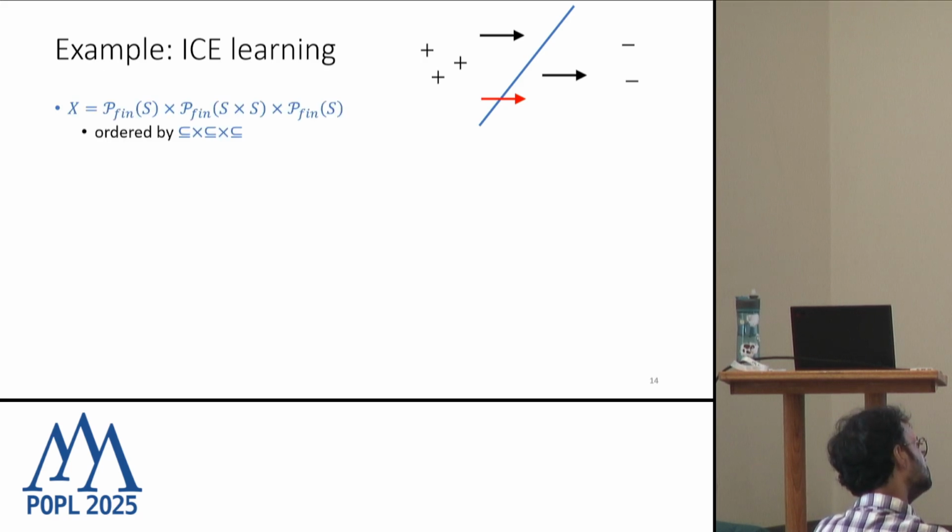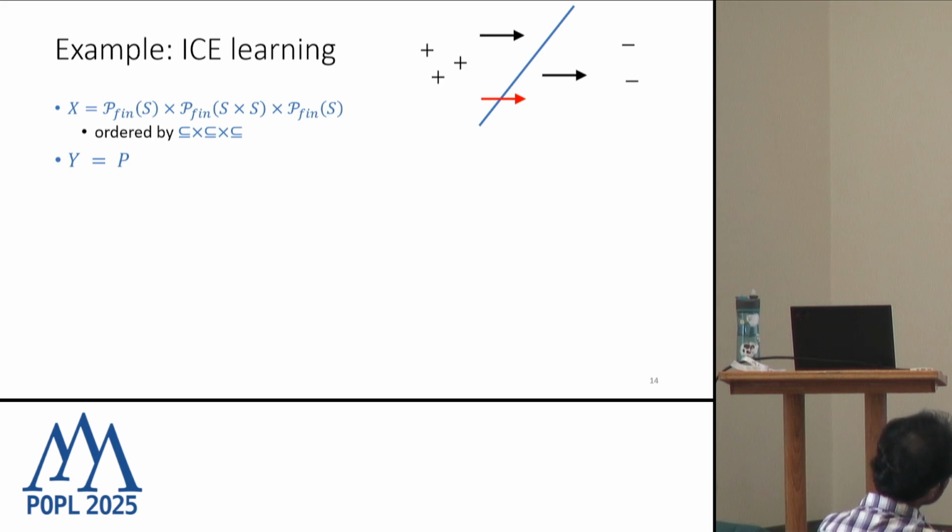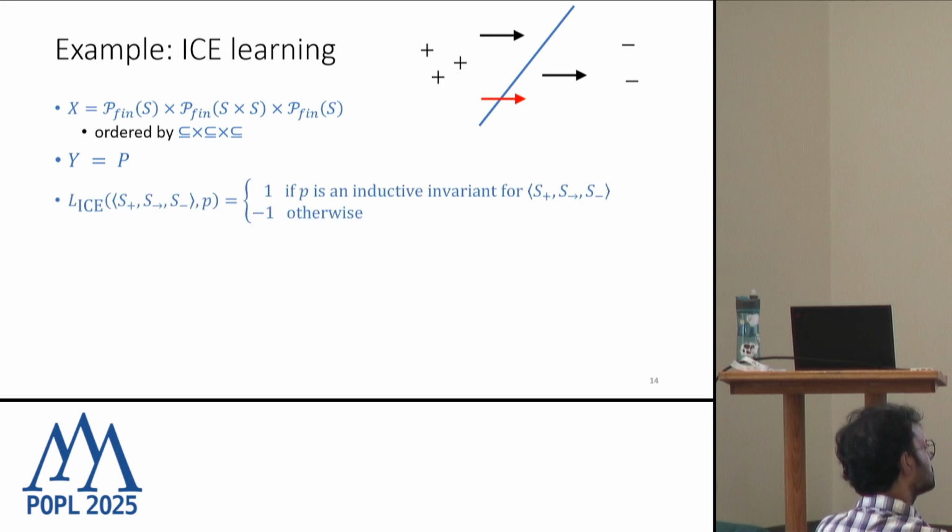So now we're going to let X be the cross product of three finite sets of states, transitions, and initial state transitions and bad states, ordered by the generalization of a subset here. And Y is just going to be our set of predicates. And we're going to define the Lagrangian as follows. Given some sets S plus, S arrow, and S minus, it's going to be 1 if P is a valid inductive invariant for these constraints, and -1 otherwise.